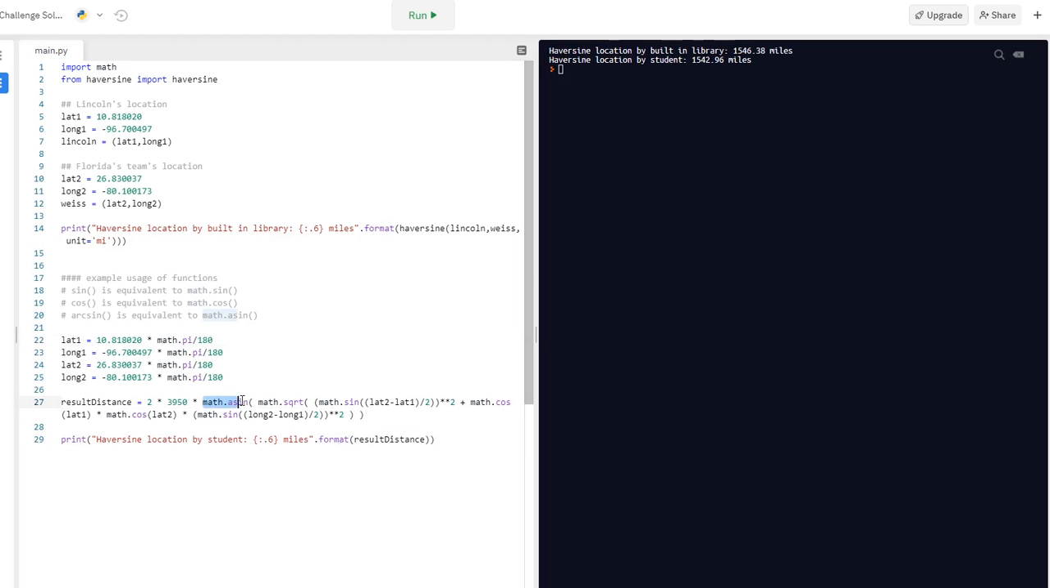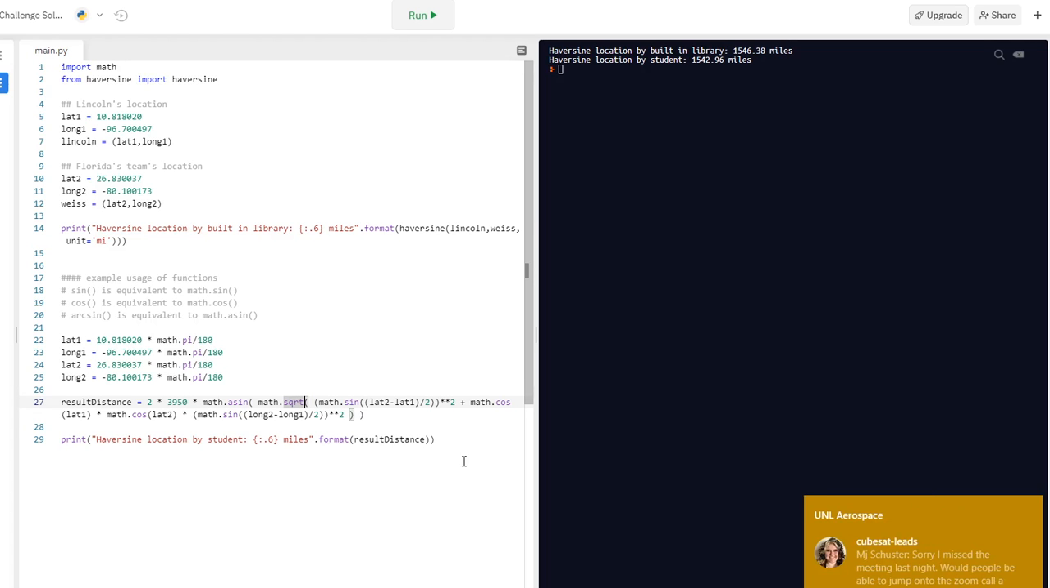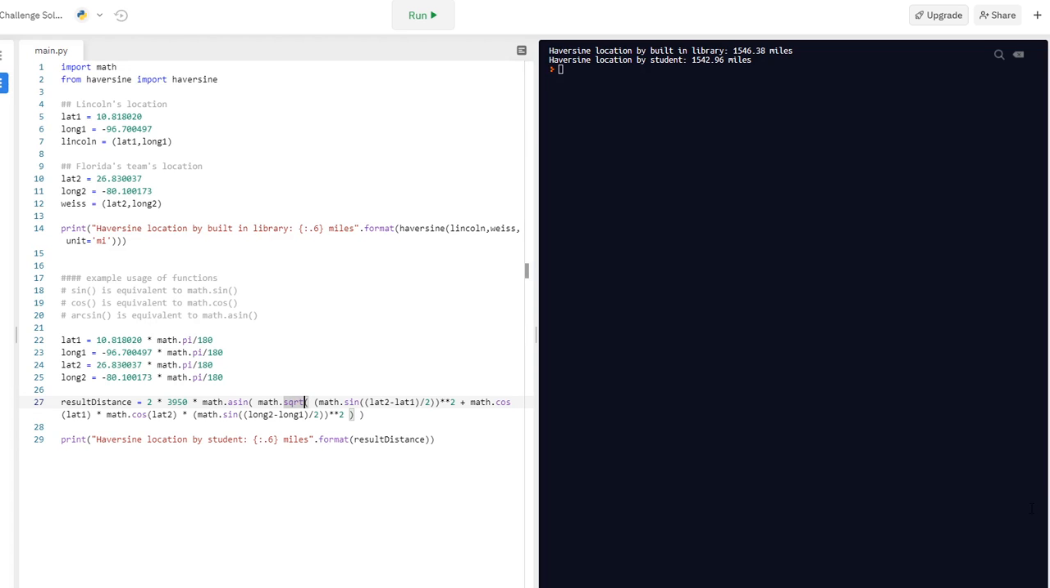So the first outer function we need to do over everything is to take the arcsine, which we call using math.asin, and then within that, of course, if you're looking at the right page here, there's the square root. So we're going to take the square root of all that, and now we'll take a look at this next little bit here.